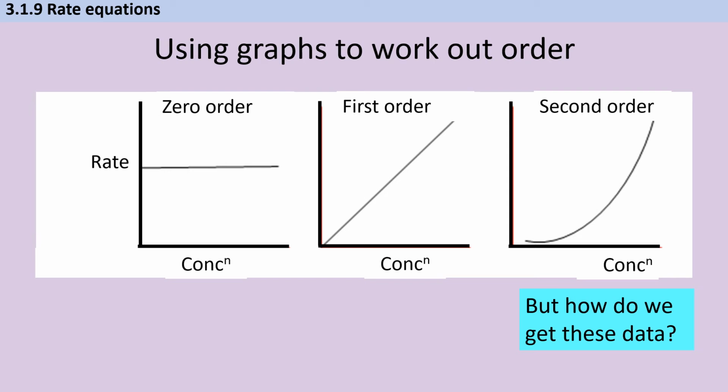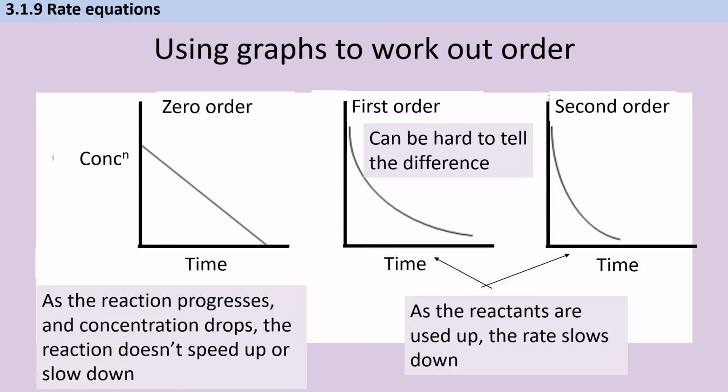Well, this is all really lovely, but in practical terms, how do we get these data? You can't just be like, oh, this is the rate. You need to actually calculate that somehow. So if I was actually going to try and work out what the order of a reaction was experimentally, I'd need to start by looking at concentration against time.